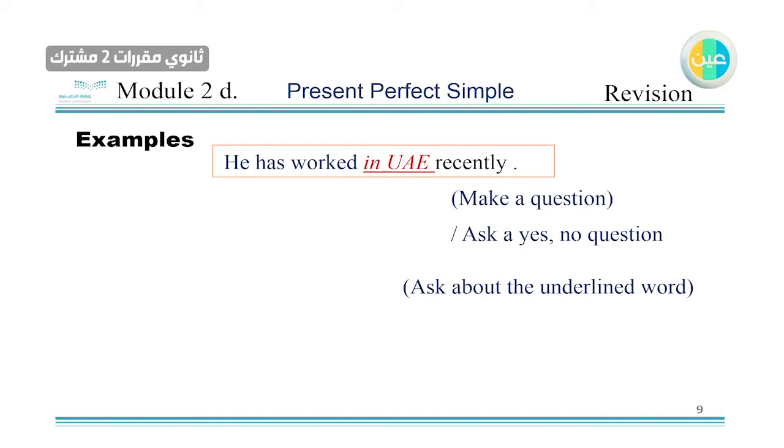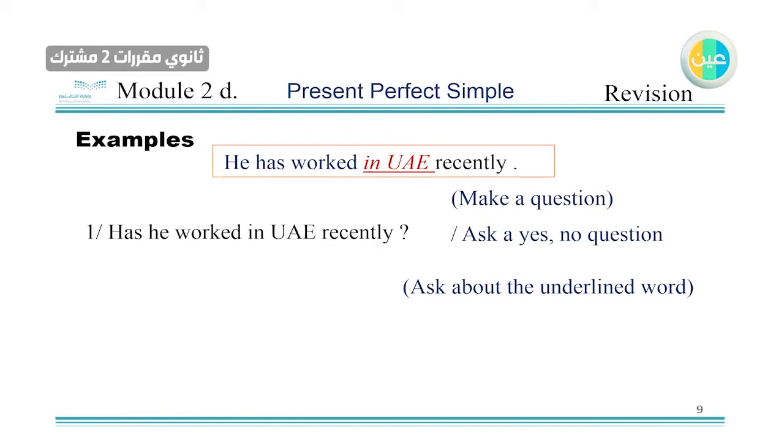Make a question, ask a yes/no question. This is the first question. Why is it easy? And I always say it's easy because I want you to believe that and do it. All you have to do is switch. You switch the subject and the verb place, so it's in a question form. So, has he worked in UAE?